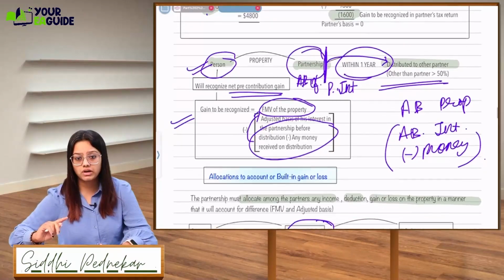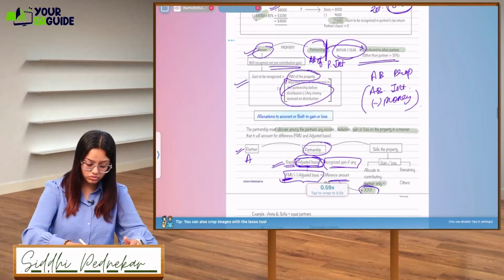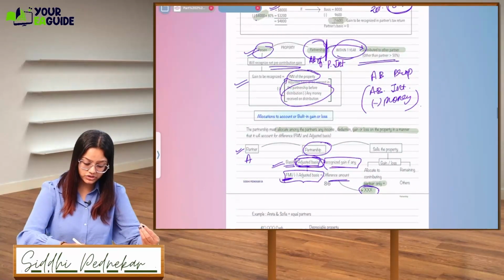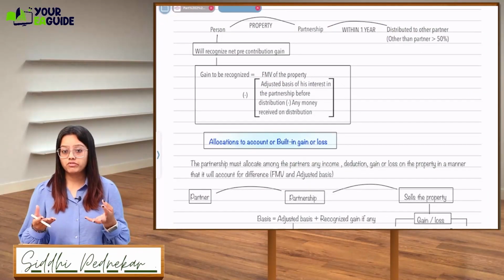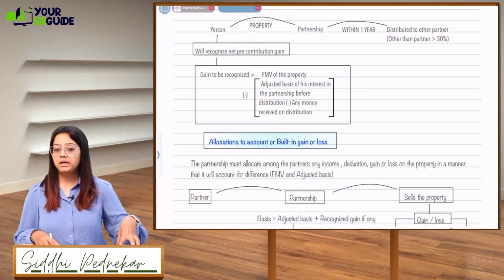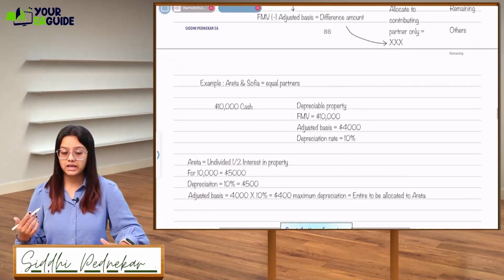Whenever you contribute, you have to recognize this as a gain. Please remember these two topics. There can be one hidden question somewhere in the paper, and some people get confused about which topic the question is from. It is actually from the built-in gain or loss, or a pre-contribution gain. So please revise it again.